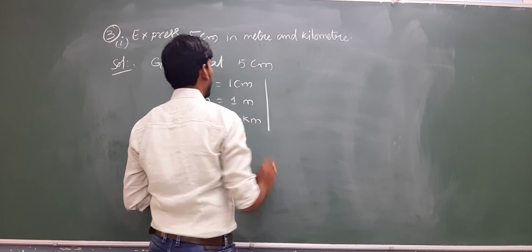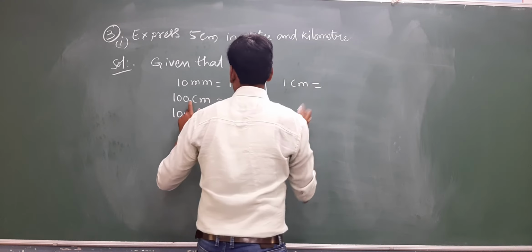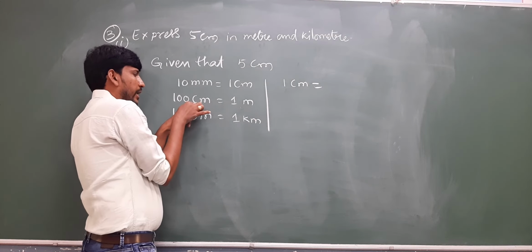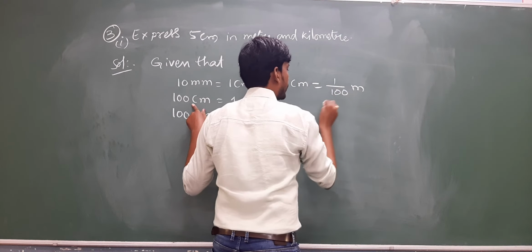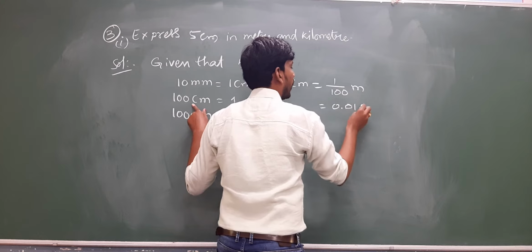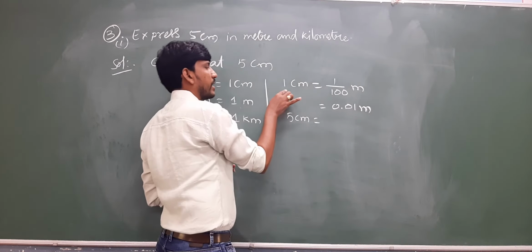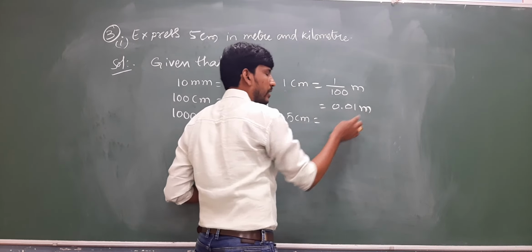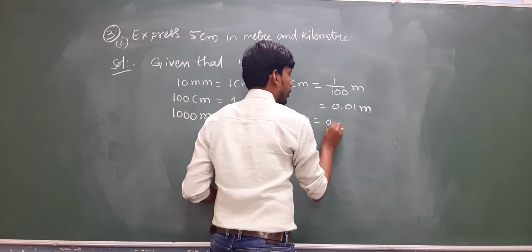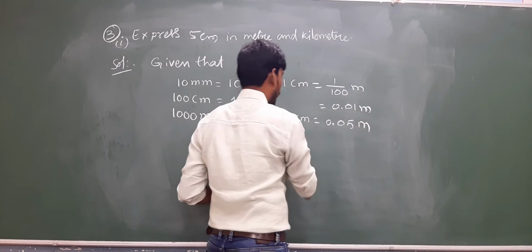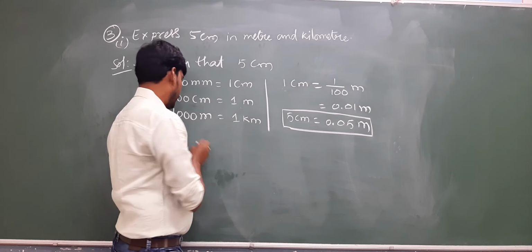1 centimeter is equal to, in terms of meters, 1 by 100 meters, which is equal to 0.01 meters. So 1 centimeter is equal to 0.01 meters. Here 1 is there, that's why you got 1 here. So 5 centimeters is equal to 0.05 meters. One conversion completed. Clear?